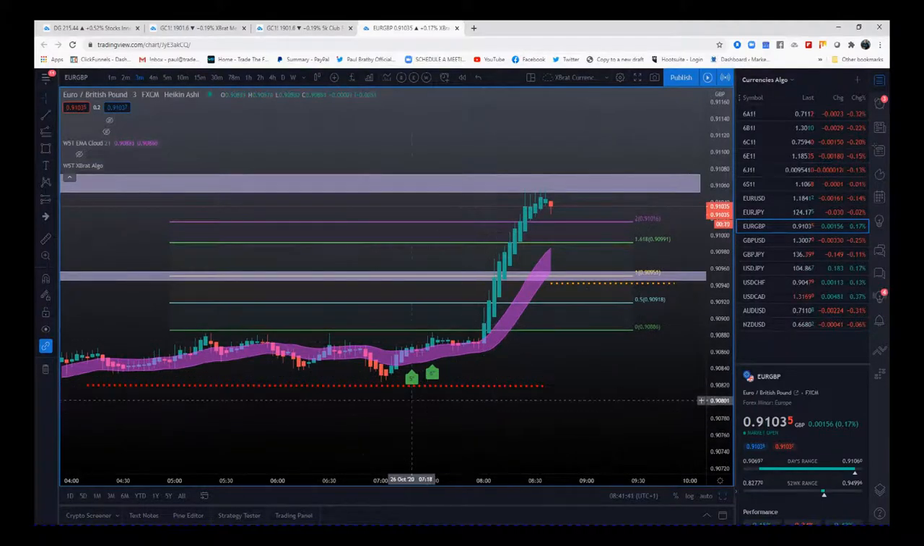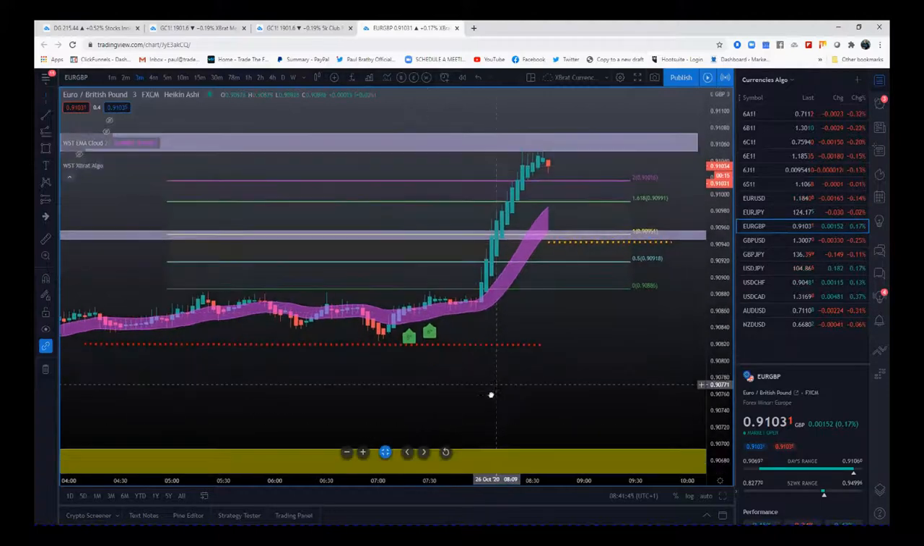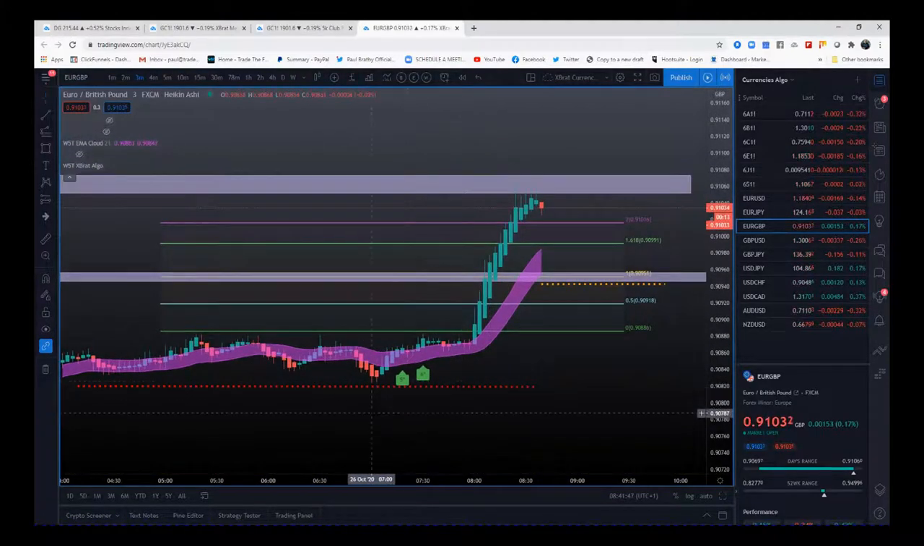EURGBP long, we got the great signals this morning. We've got lots of risk to reward, and it's just plowed up through there. We get the European gold pit open at this point here, and it just zooms up there, and we are coming up to the European stock market open at 9 o'clock.